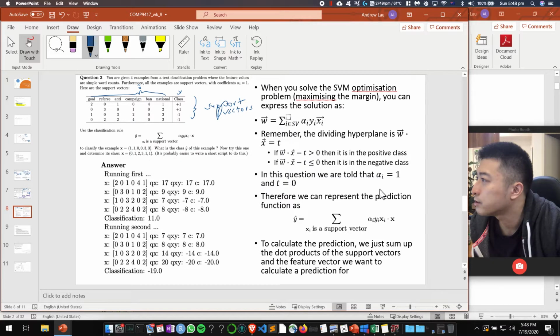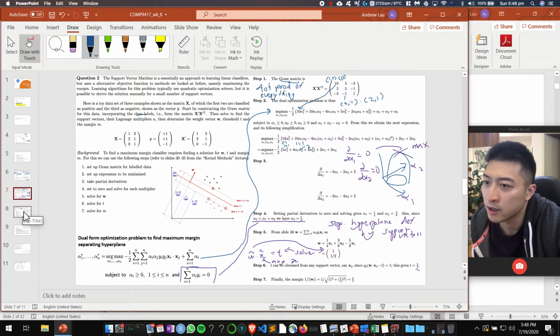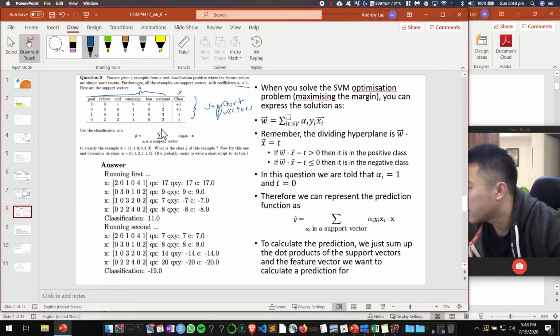what are we told? We're told that the alphas, so remember the previous question, we had an alpha associated with each data point. We're told it's all equal to 1, just to make things a bit simpler. So we have a data set here, and we cycle through all 4 support vectors, and we see what the classification is. Right.